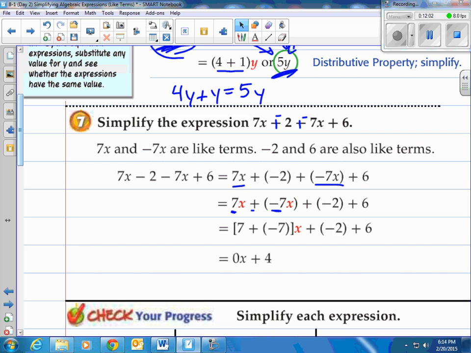We end up with 0 there, 0x. And then we added the negative 2 and the 6 together, and we got 4. So we end up with 0x plus 4. Well, what is 0 times x? 0x? That's going to be 0. 0 times anything is 0. So you end up having 0 plus 4, which is 4.